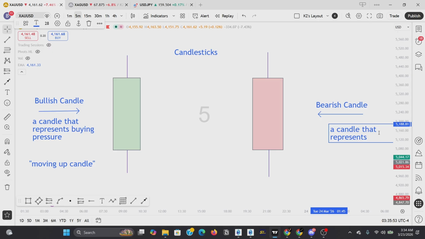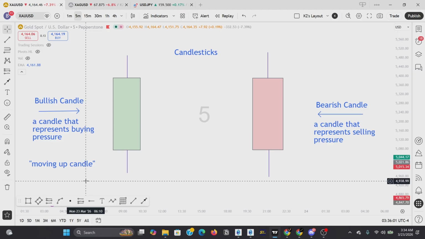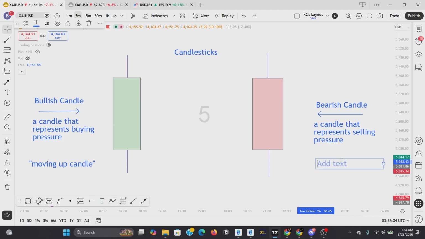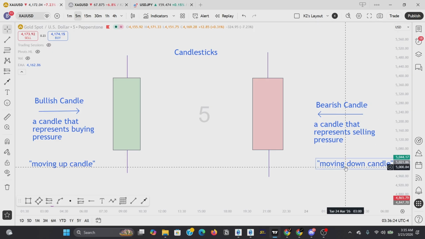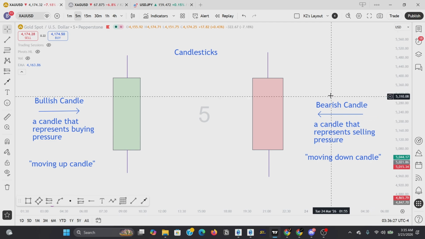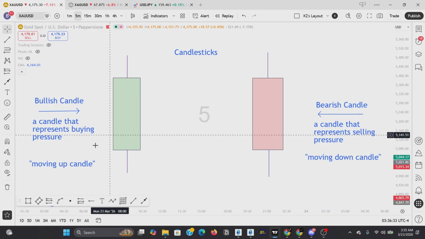A bearish candle, if you remember what bearish means, is a candle that represents selling pressure, or a moving down candle. Every time you see a red candle or a green candle, now you know what they mean. A bearish candle, let me go through this again with you, is a moving down candle. A bullish candle is a moving up candle.